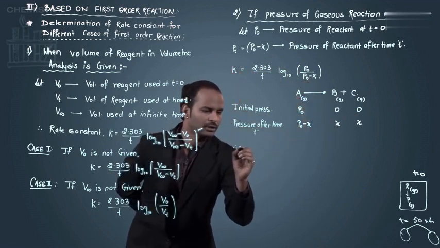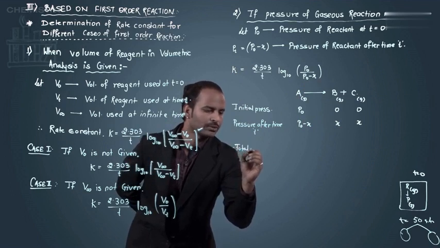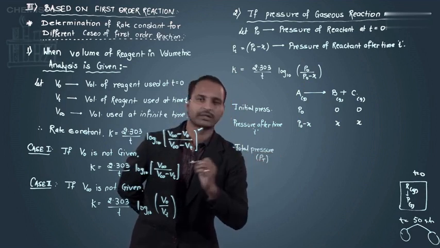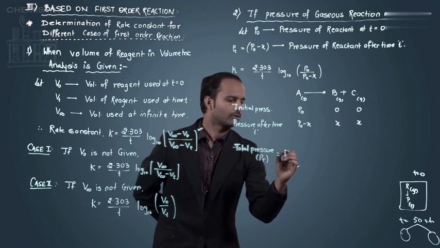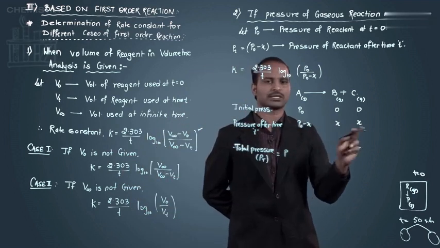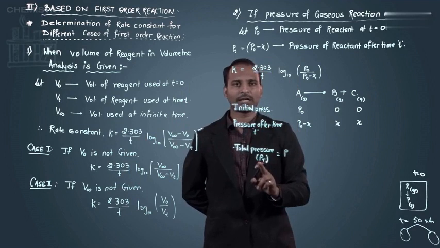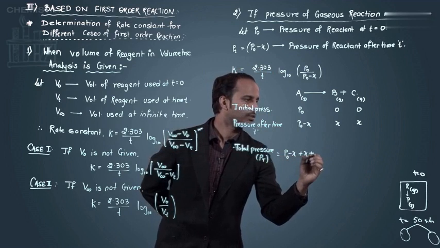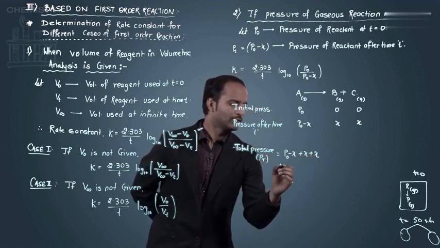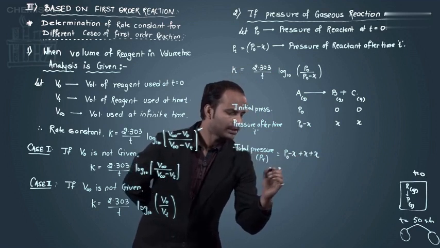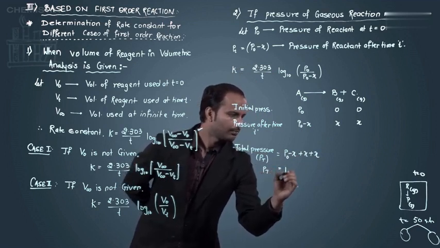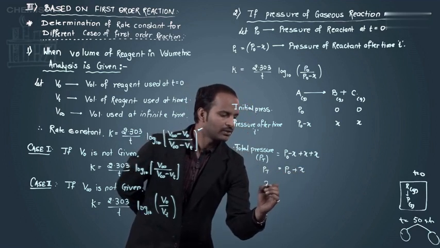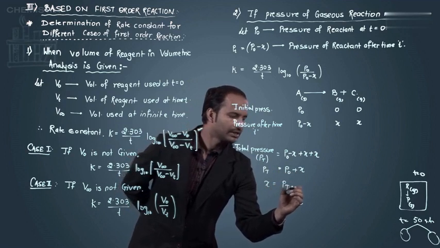So we will have a form, let us calculate total pressure. Total pressure I am representing by capital letter T. It is going to be the pressure of reactant as well as the pressure of product. In a numerical they give the value of PT, that is the total pressure. So it is P naught minus X plus X plus X. The X terms will get cancelled. So ultimately we will get PT is equal to P naught plus X. So here I can say X is equal to PT minus P naught.